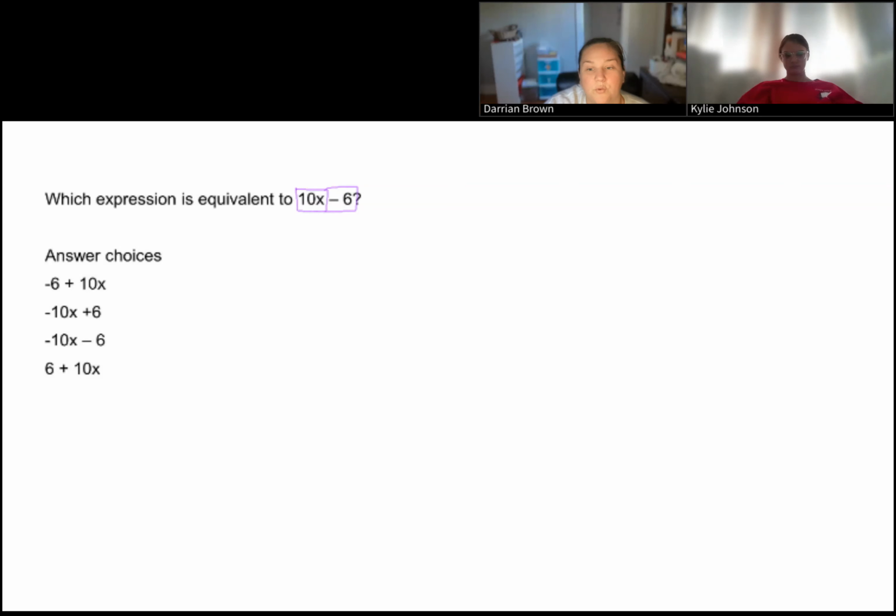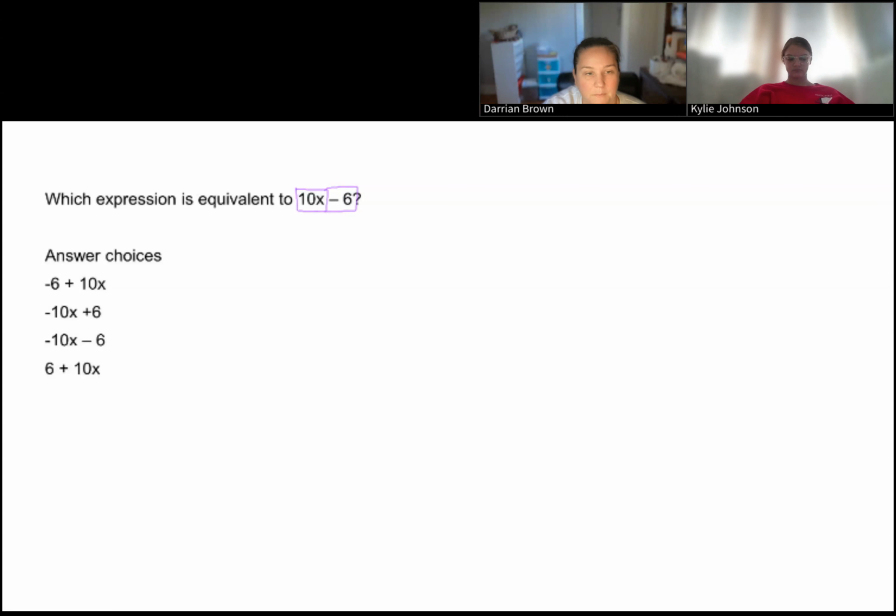Okay, so when we rearrange the order of these values, we cannot change the 6 being a negative. We cannot change the 10 being a positive. So what is the only answer choice over there that keeps those digits in their original value? The 10 has to stay positive, the 6 has to stay negative. What's the only answer choice that does that? It just changes the order.